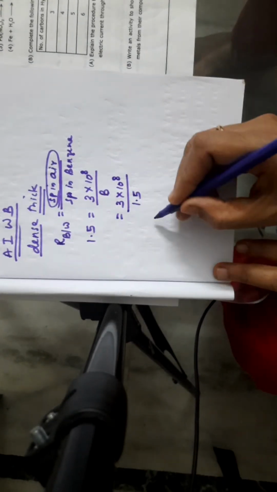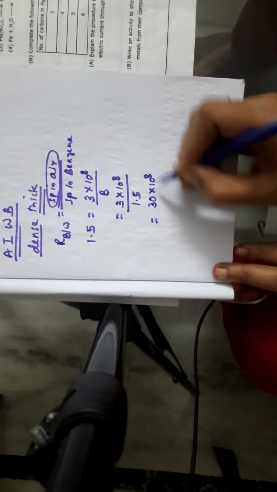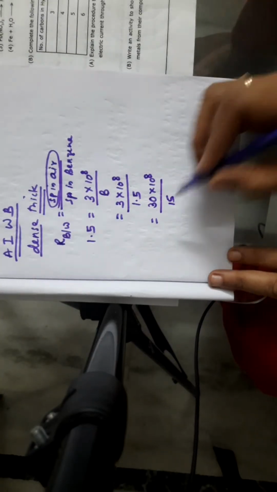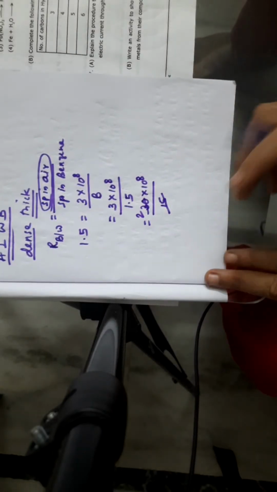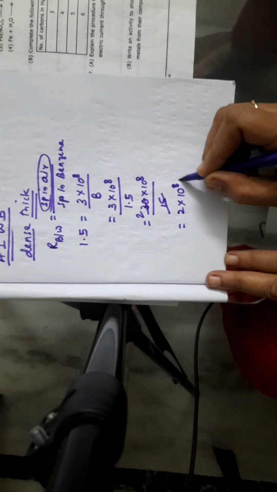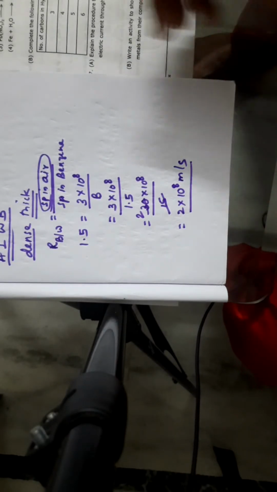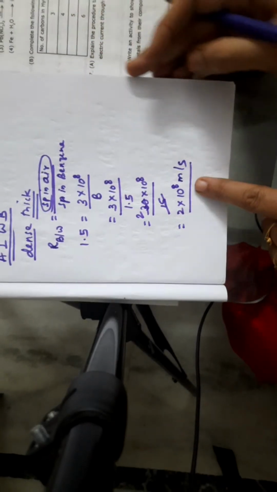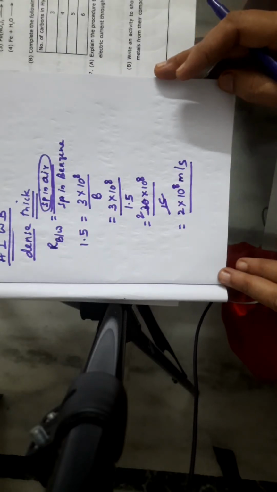This decimal we need to remove. Thus it is 30 multiplied by 10 raised to 8 upon 15. So they'll get cancelled. 15 2s are 30. Thus speed of light in benzene is 2 multiplied by 10 raised to 8 meter per second. So is it clear?